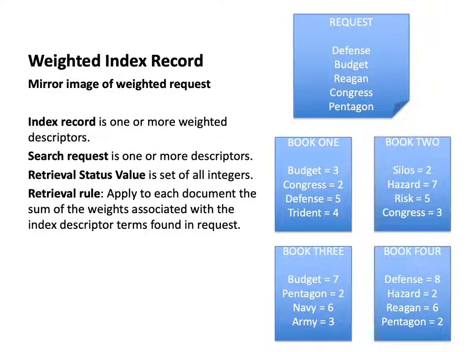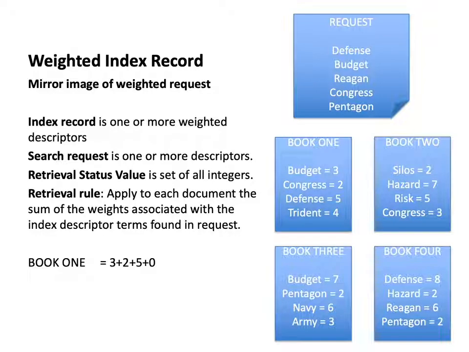Book 1 has budget, and that's in the request. Book 1, that's in the request. As Trident, for Trident missiles, that's not in the request. So the value of 10. Let's go to where we have only the term Congress in common between the request and the document.